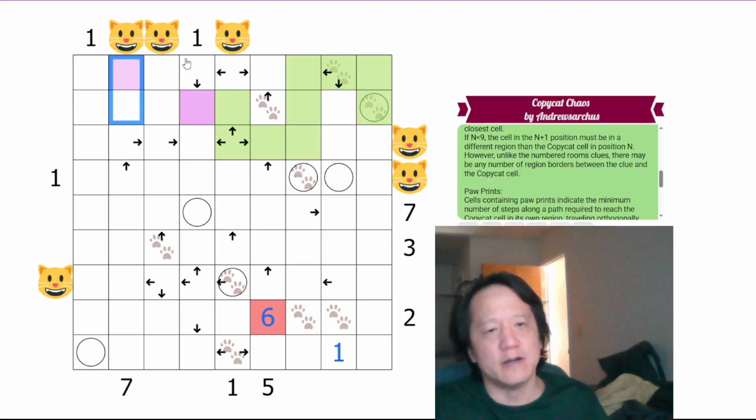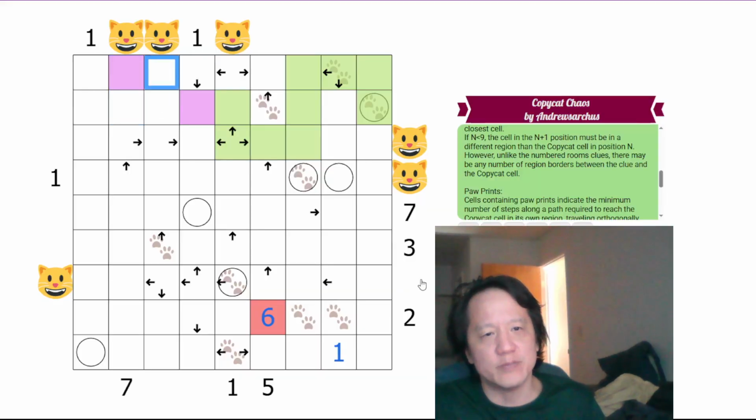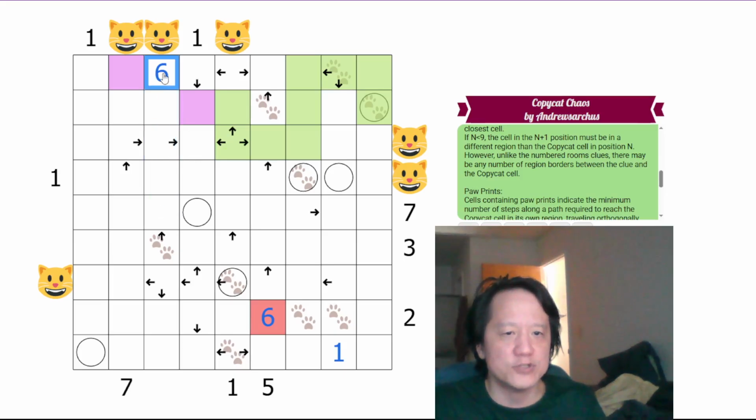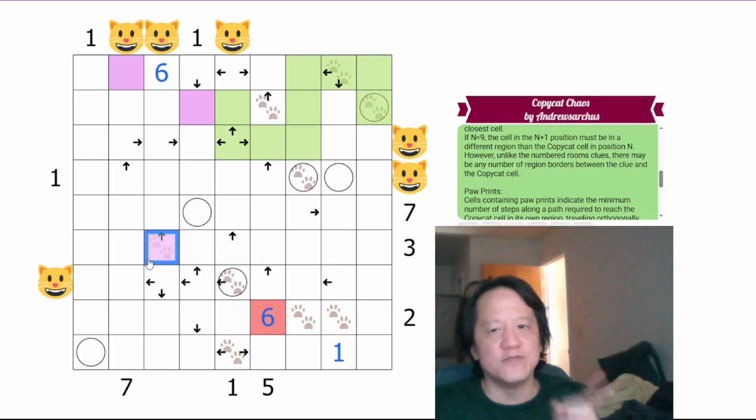So let's give a more concrete example. Say we had, again, a 6 here. That would mean that the copycat cell is in the 6th position. And if n is less than 9, which 6 is, then the cell in the 6 plus 1 position must be a different region than the copycat cell in position n. So this would have to be a different region here.